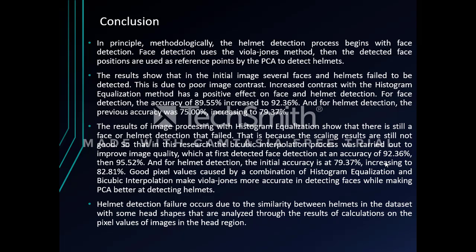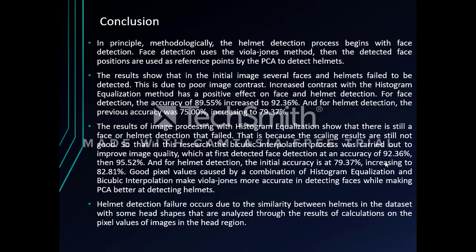Increased contrast with the histogram equalization method has a positive effect on face and helmet detection. For face detection, the accuracy of 89.55% increased to 92.36%. And for helmet detection, the previous accuracy was 75%, increasing to 79.37%. The results of image processing with histogram equalization show that there are still face or helmet detections that failed. That's because the scaling results are still not good.